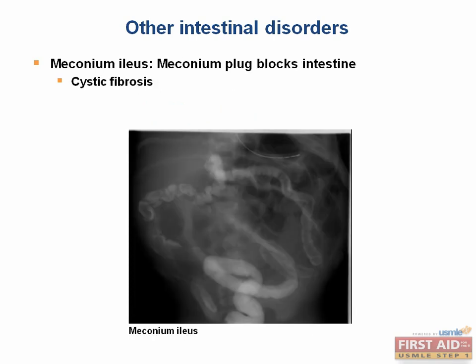Meconium ileus is a common presenting sign of cystic fibrosis. What happens is that a meconium plug obstructs the intestine, thus preventing stool passage at birth. Cystic fibrosis affects the CFTR, which regulates sodium and chloride movement across epithelial membranes, including in the intestines.